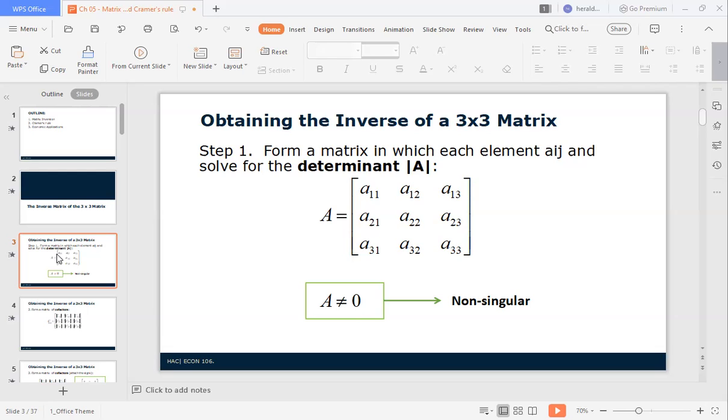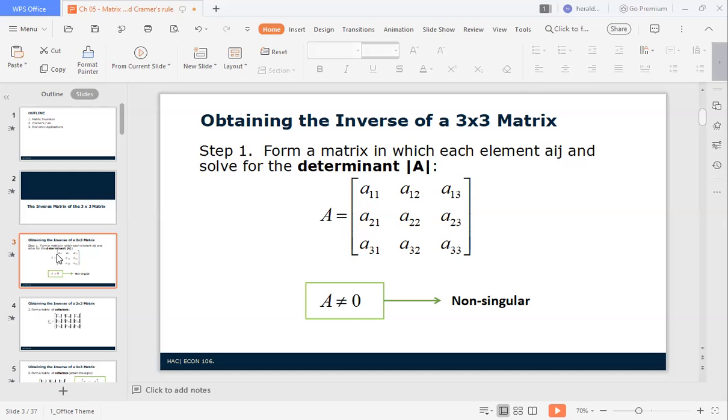Okay. Now we have step one. So step one, class, we are just solving for the determinant. So we will form a matrix in which element aij, and then again, but before that, we solve for the determinant first. So why is there a need to solve for the determinant? It's a straightforward way to obtain its inverse.